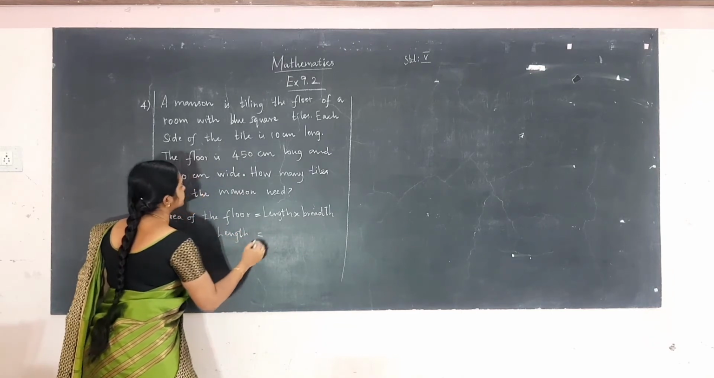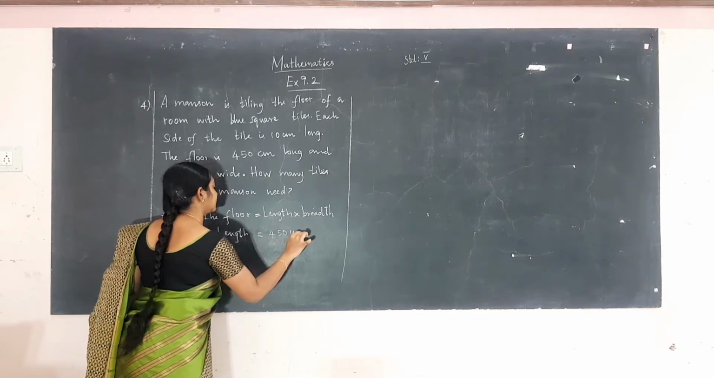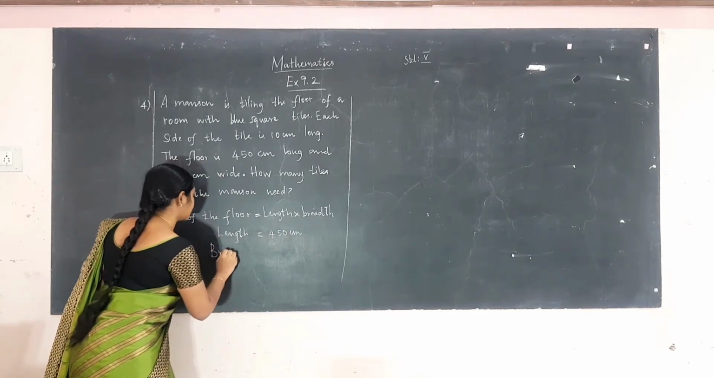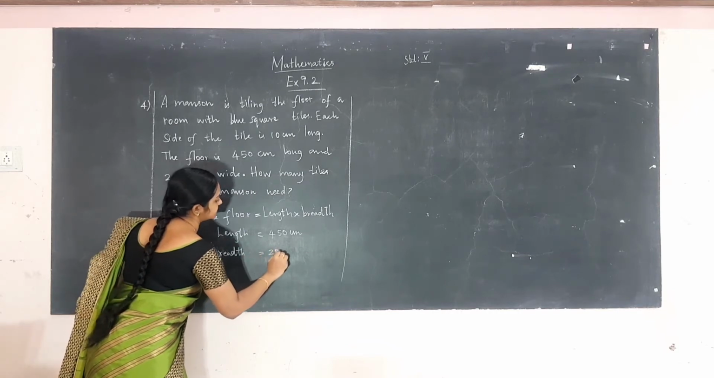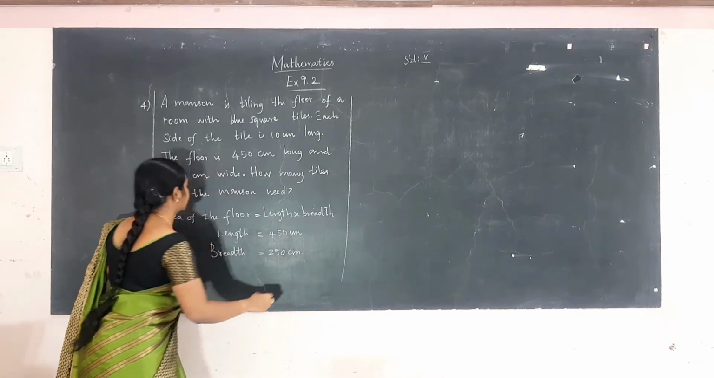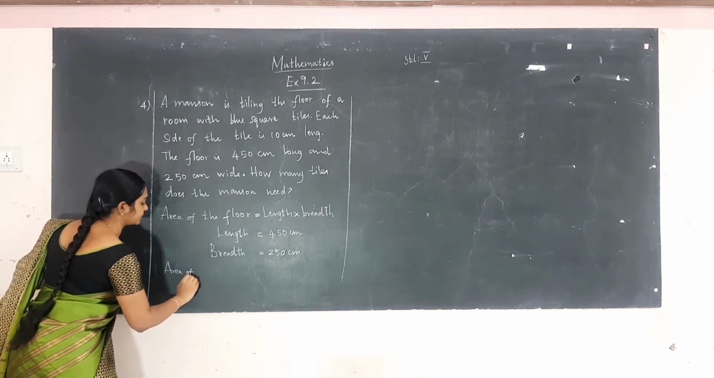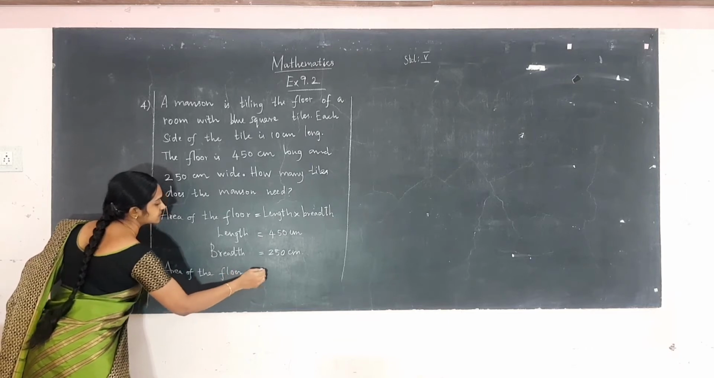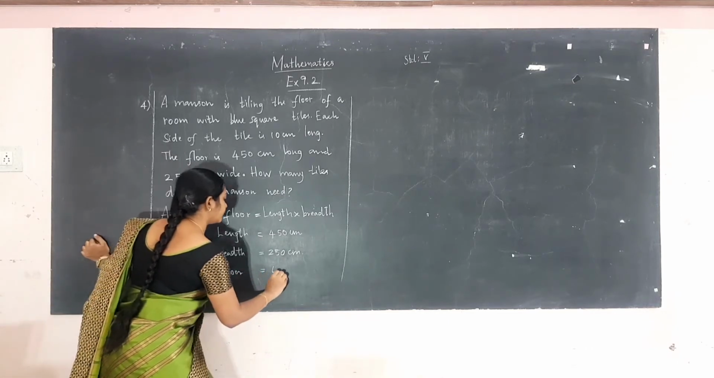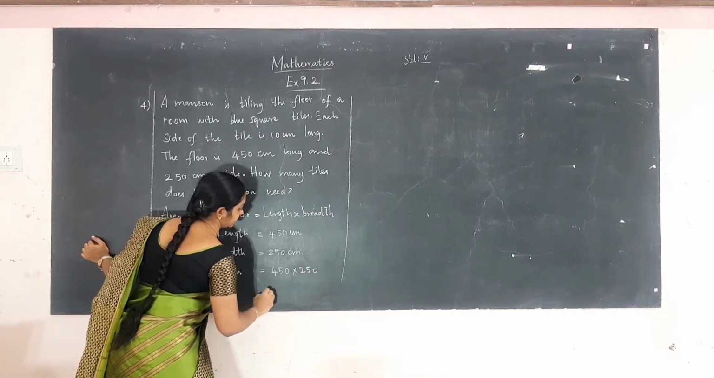Length is given as 450 centimeter. Breadth is given as 250 centimeter. So, area of the floor is 450 into 250.